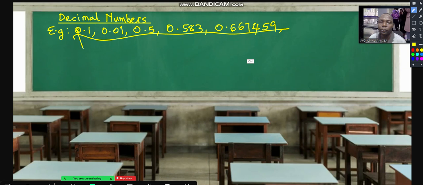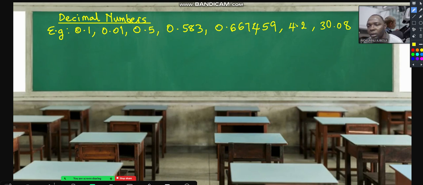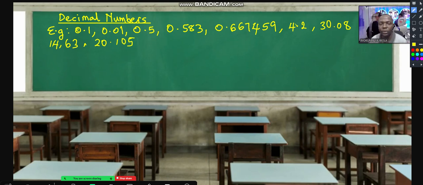But you could also have like 4.2 or any number, 30.08, just any number, like maybe 14.63, or like let's say 20.105, depending on anything. So these are decimal numbers.